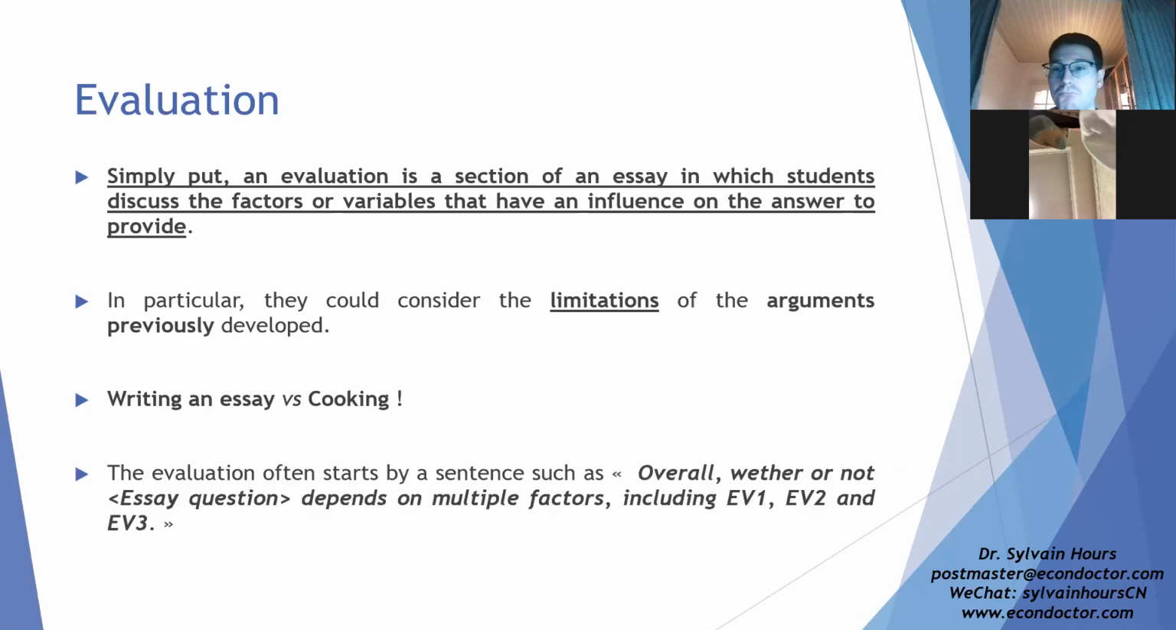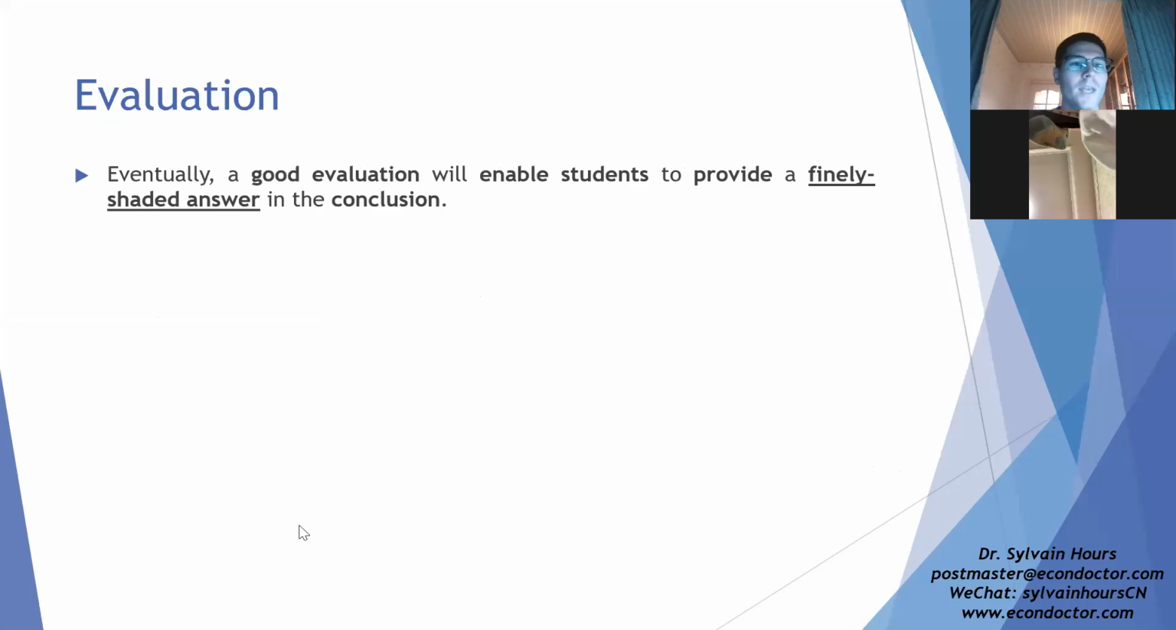Something useful that you can tell them: usually an evaluation should start with something like, "Overall, whether or not," and then you copy the essay question, "depends on multiple factors, including factor one, factor two, factor three." It doesn't have to be three. I think three is great. If it's only two, it's not bad. But that's pretty much how you can send a signal to the examiner saying, hey, I'm about to start my evaluation. I'm ready for my evaluation now. I have all the ingredients. I can evaluate.